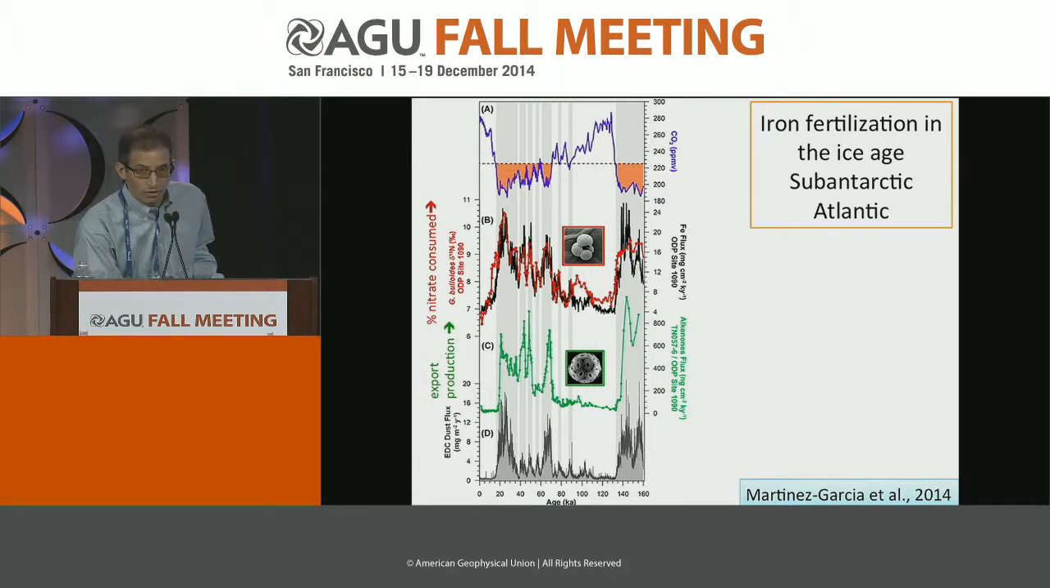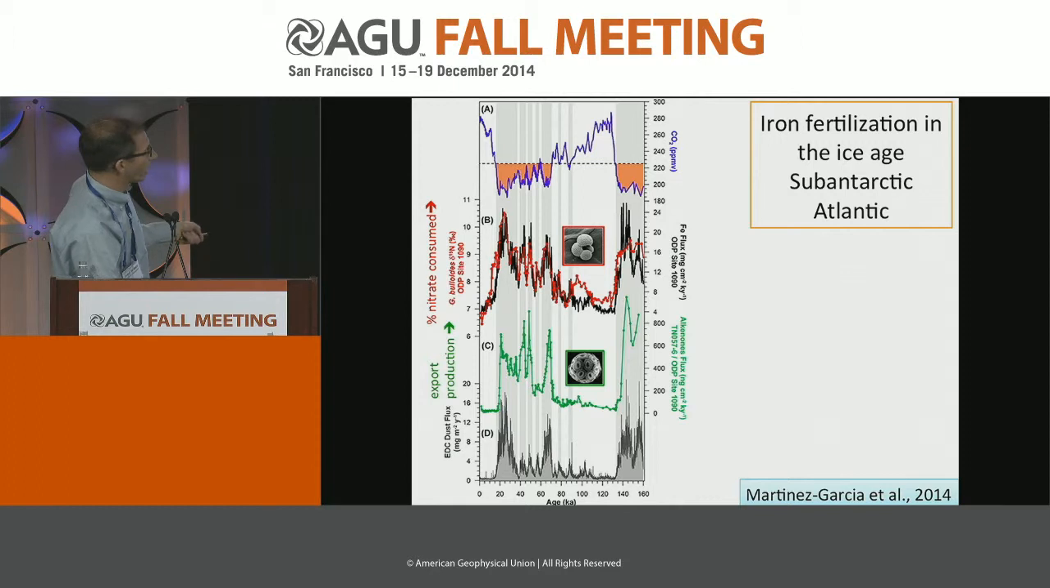Okay, so now let's move on to the subantarctic. This is a core from the subantarctic Atlantic, the work chiefly of Alfredo Martinez Garcia. So the data here, we have on the x-axis age again back to 160,000 years ago. Again, we have some data from the ice cores plotted as well. So this is the CO2 record up there. And down here, we have Antarctic dust accumulation.